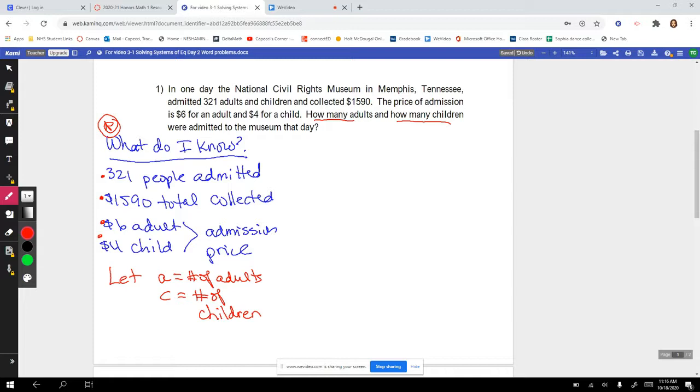Now I have two variables, so I'm going to need two equations to solve this. And looking at what we're talking about here, in this particular problem, we're talking about how many, and we also have a money aspect of it too, right? So when we're looking at quantity, how many people were admitted? Well, the number of adults plus the number of children, we already pulled it out, 321 people total. The same idea for money. It was $6 per adult plus $4 for the children, and we had a total collection of $1,590.